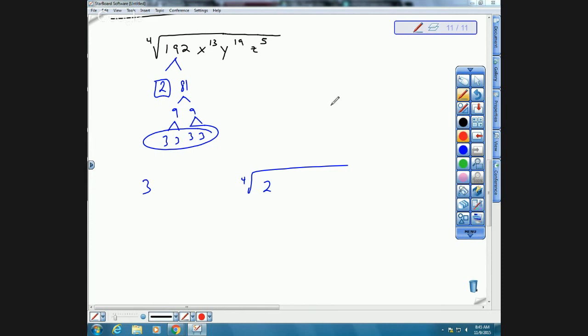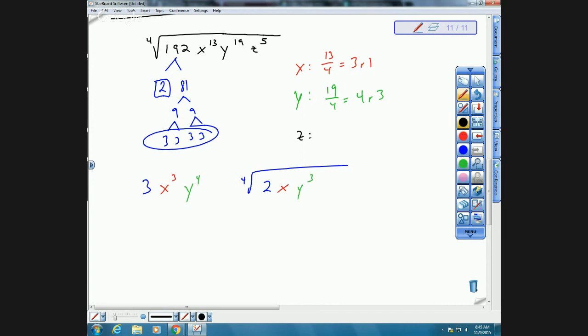So again, since it takes 4 of them to break out, my x's, I'm going to do 13 divided by 4. So how many groups of 4 do I have inside of 13? 3 with the remainder of 1. So 3 groups break out and 1 stays in. What about my y's? I have 19 divided by 4. 4 with the remainder of 3. So 4 groups break out and 3 get left in jail.